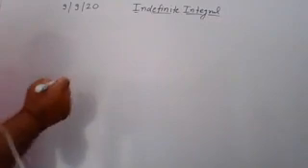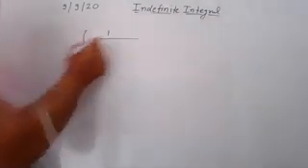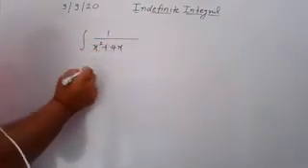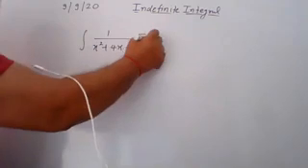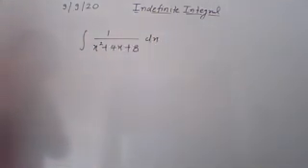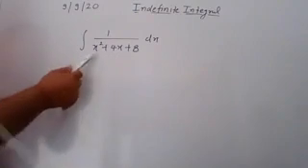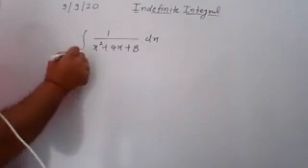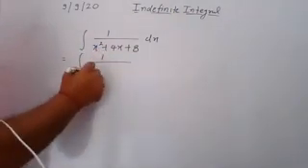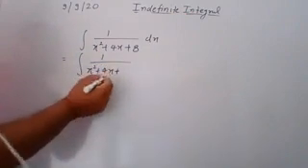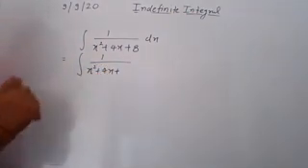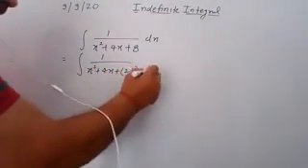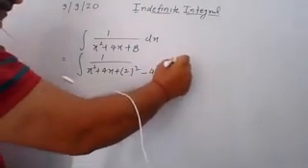Now, right. Integration of 1 upon x square plus 4x plus 8 dx. This is your question. Here, your coefficient of x square is already 1. So you proceed to the next step. 1 upon x square plus 4x. Now, taking half the coefficient of x, so you have 2. Taking the square of that means 2 square, minus 4 plus 8 dx.